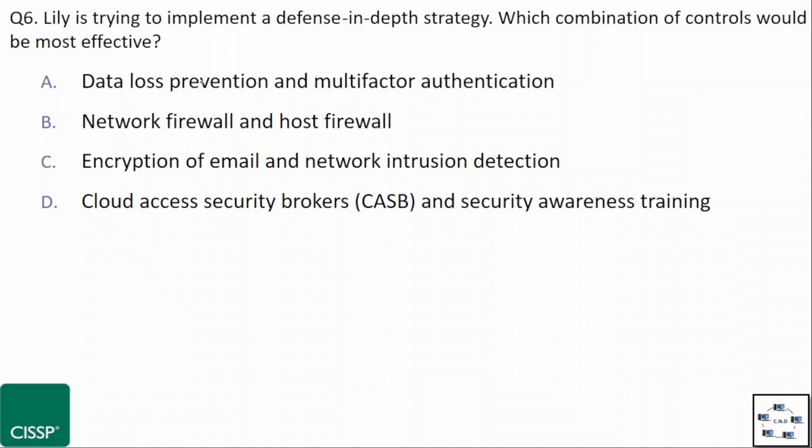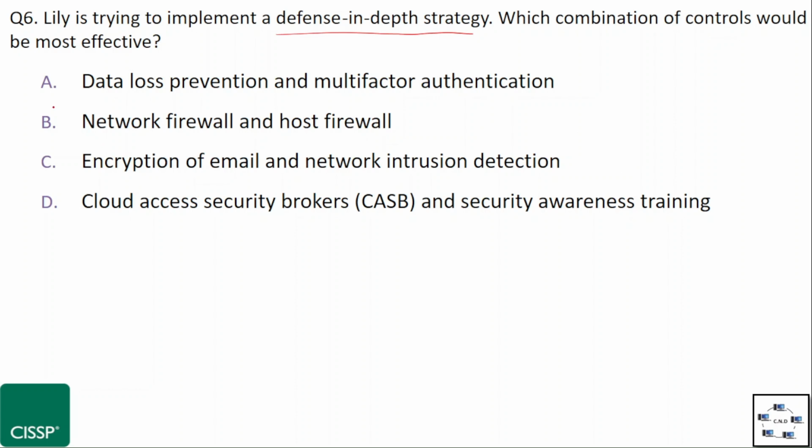Question number 6. Lily is trying to implement a defense in depth strategy. Which combination of controls would be most effective? And the options are option A, data loss prevention and multi-factor authentication. Option B, network firewall and host firewall. Option C, encryption of email and network intrusion detection. Option D, cloud access security brokers and security awareness training.